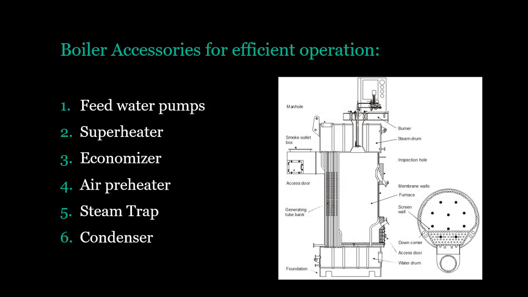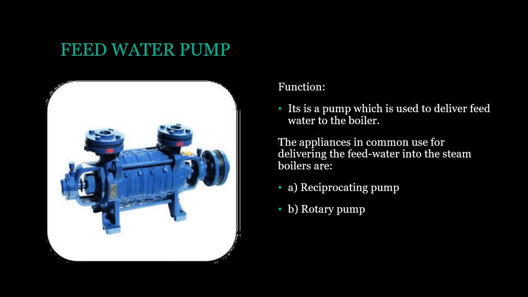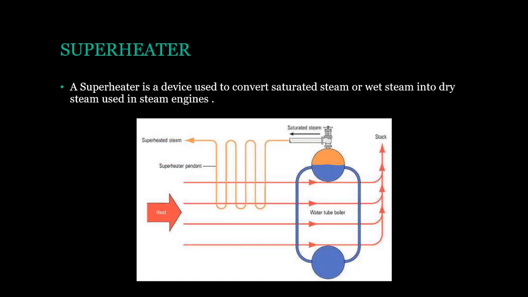Boiler accessories for efficient operation: feed water pumps, superheater, economizer, air preheater, steam trap, condenser. Feed water pump. Function: it is a pump which is used to deliver feed water to the boiler. The appliances in common use for delivering the feed water into the steam boilers are: A. Reciprocating pump, B. Rotary pump.